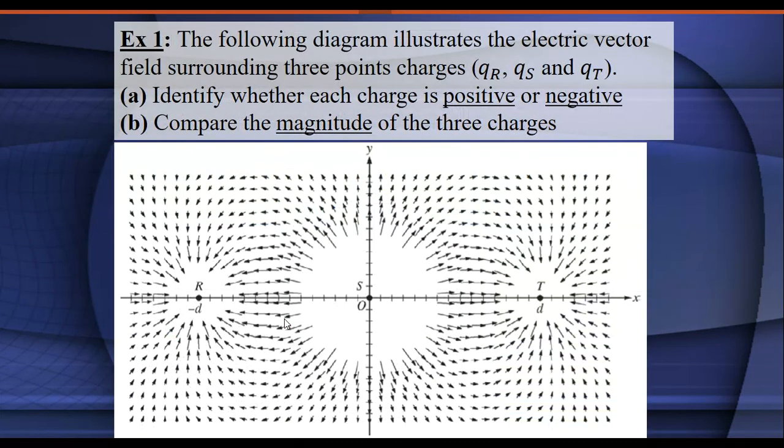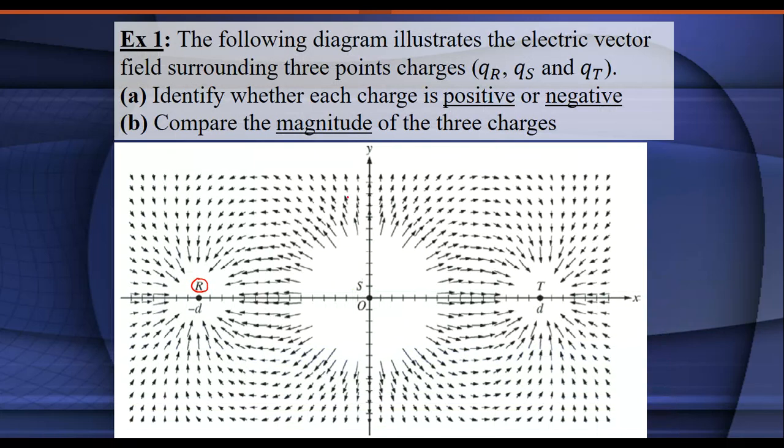Okay, so let's solve a quick example of this. It says the following diagram illustrates the electric field surrounding 3 point charges. So as I mentioned, there's a point charge QR, there's a point charge at S, and there's a point charge at T here. And what I want to do is identify whether each charge is positive or negative.